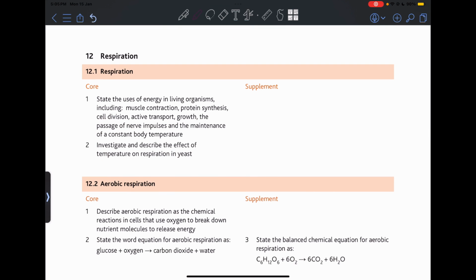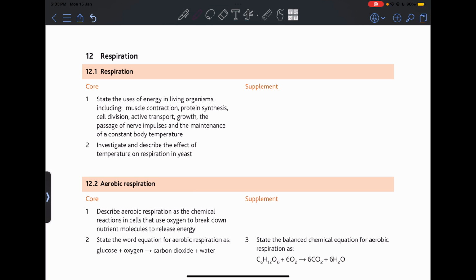Now for chapter 12, which is about respiration, 12.1 respiration: core and extended students have to state the uses of energy in living organisms, including muscle contraction, protein synthesis, which means making of protein. So this is the use of energy in humans basically, or any living organism. Cell division, active transport. As I said, active transport requires energy. It is unlike osmosis and diffusion, which are passive processes, meaning they do not use energy. Growth, the passage of nerve impulses, and the maintenance of a constant body temperature.